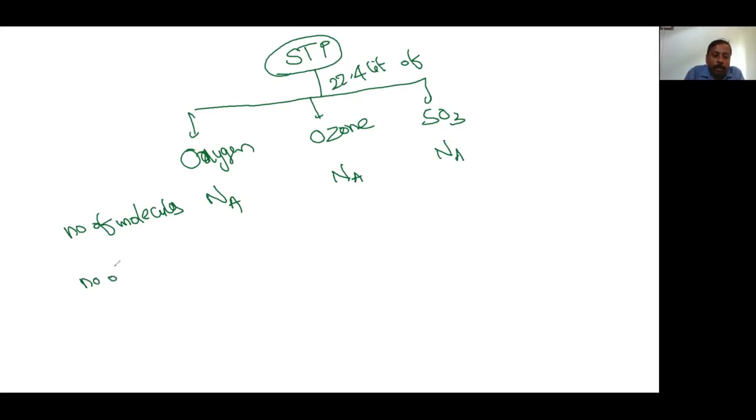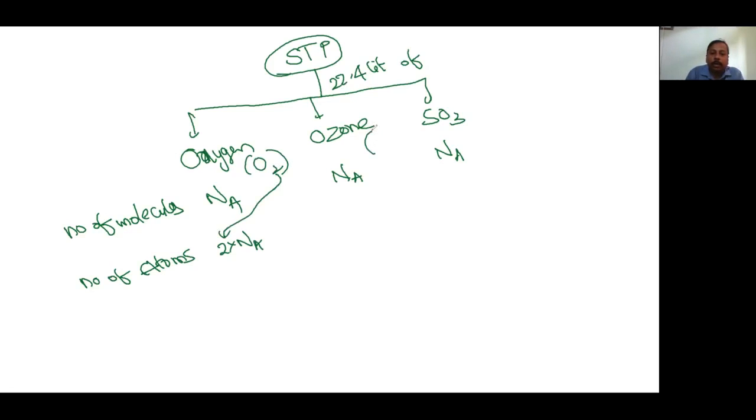But it is not the same for the number of atoms. Number of atoms can be more or less. In oxygen, it is 2 into Na. Why? Because its atomicity is 2. So once I write O2, for each molecule you have to multiply by this 2.